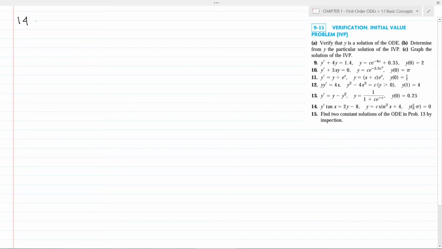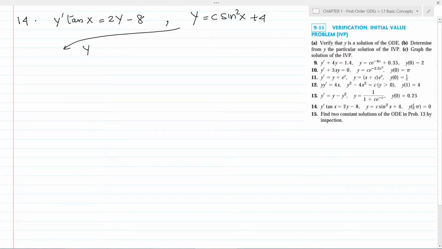Problem 14. The differential equation given is y dash tan x equal to 2y minus 8. The general solution given is y equal to c sin square x plus 4. We differentiate it both sides and we get y dash equal to c multiplied by 2 multiplied by sin x multiplied by differentiation of sin x, which is cos x.